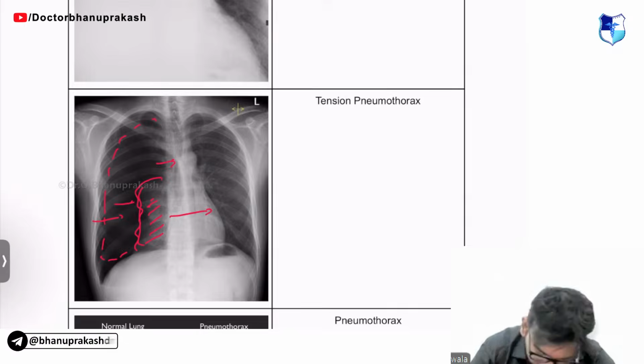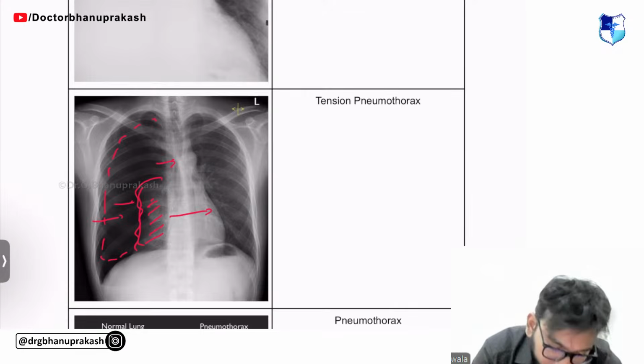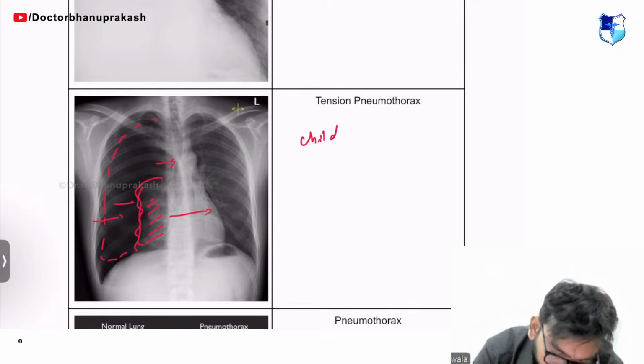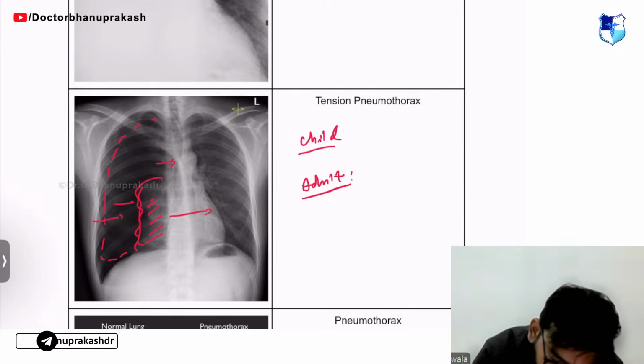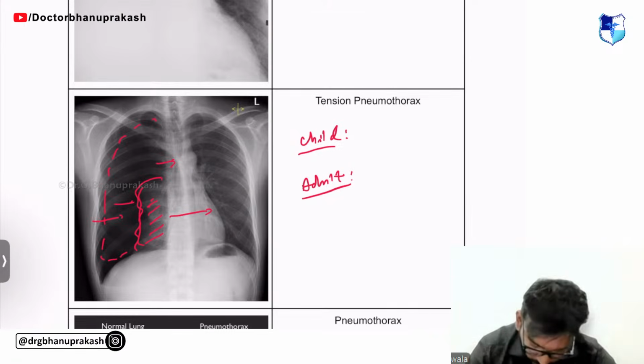Where will you insert the needle? The next question is, where will you insert the needle? In a child? This is commonly asked. And where will you insert the needle in an adult? Come on, guys. Fast, fast.